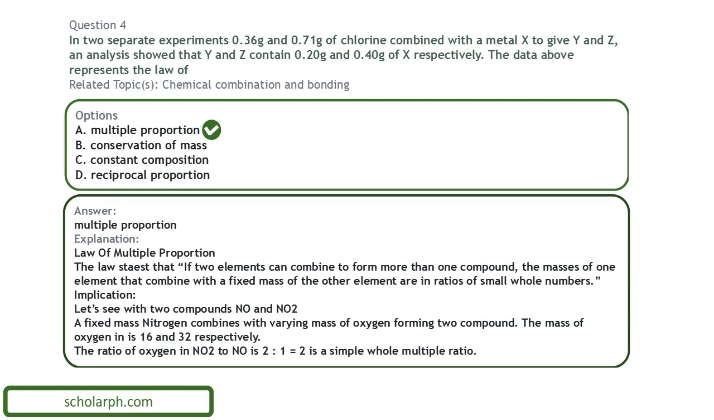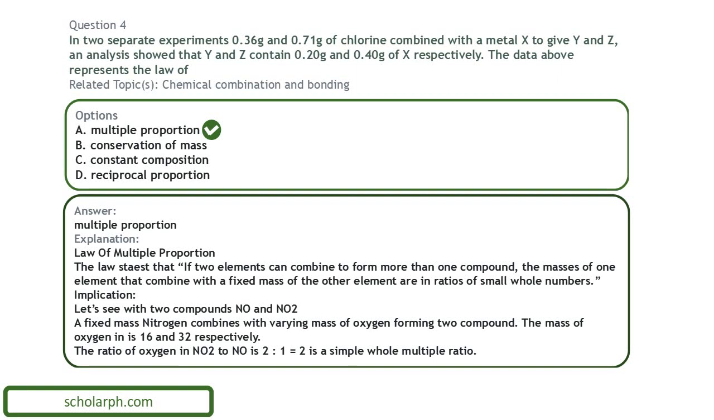Okay, the law of multiple proportion, which says that if 2 elements can combine to form more than one compound, like the chlorine and X here, the masses of one of the elements that combine with a fixed mass of the other element are going to be in ratios of small whole numbers.